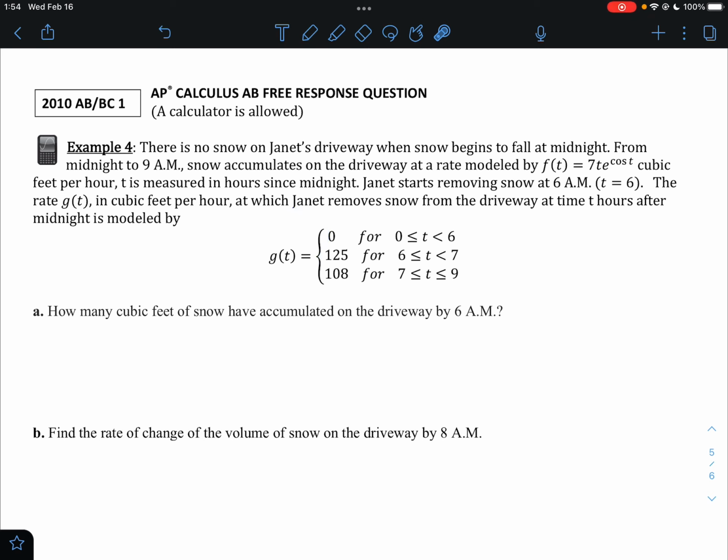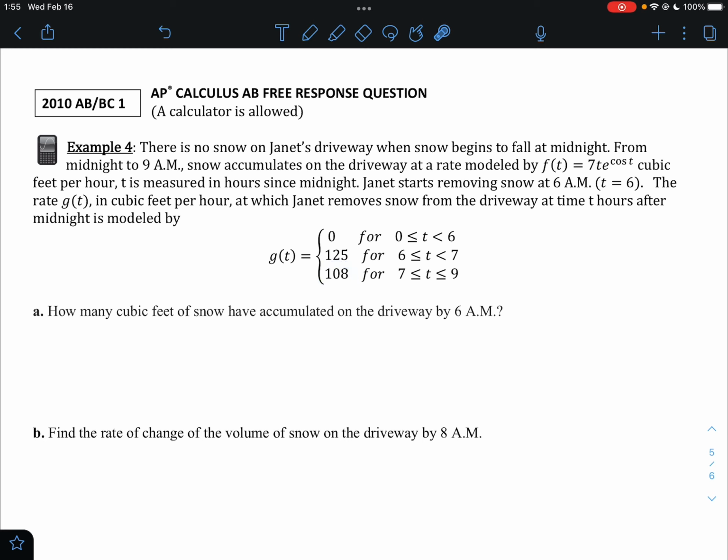So let's take a look at G of T first. It's 0 from 0 to 6 because she's sleeping. She's not removing snow for the first 6 hours. And for the first hour, she's got a lot of energy. She's revitalized. She removes 125 cubic feet per hour. Then she gets a little tired, so she slows down. Now she's removing 108 cubic feet per hour for the last 2 hours.